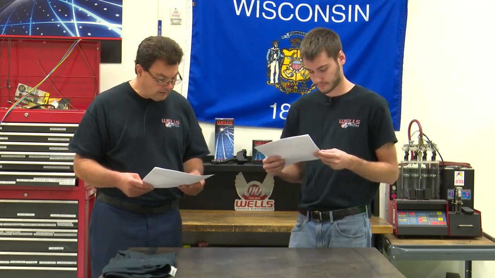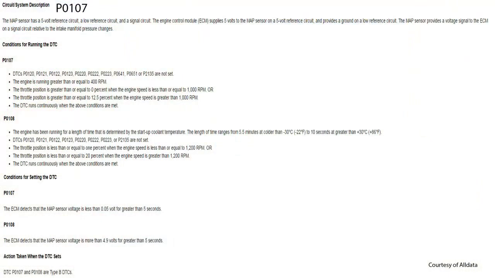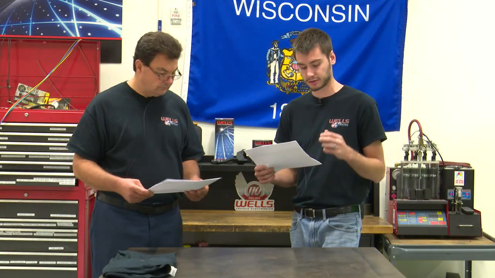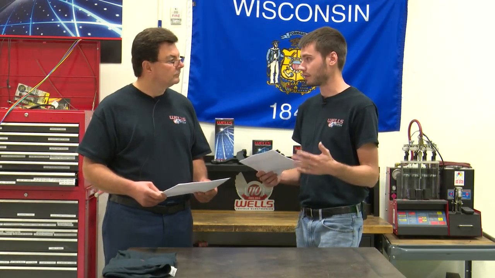Then the throttle has got to be equal to 0% when the engine is less than or equal to 1,000 RPM, or the throttle position sensor has got to be greater than 12.5% when the engine speed is greater than 1,000 RPM. So it's a bit of a rationality check on the TP. Basically, the throttle position sensor has to be functioning in order for the MAP sensor to run the test. It also says the DTC continuously runs when the above conditions are met, so this is a constantly monitored DTC. As long as these conditions are met, the P0107 will run the test continuously.